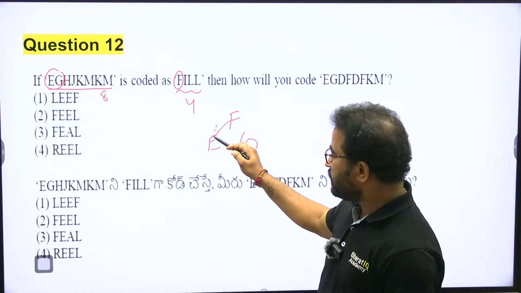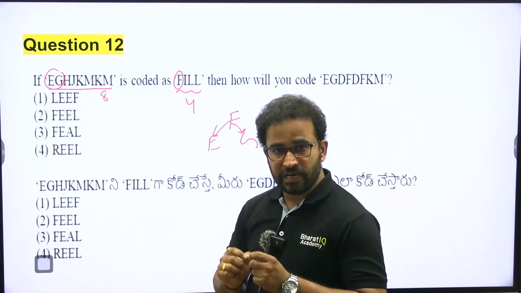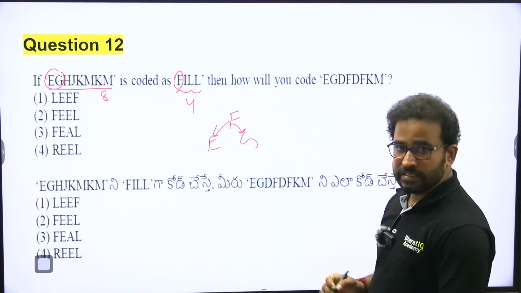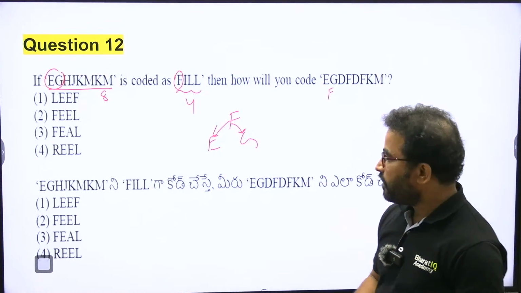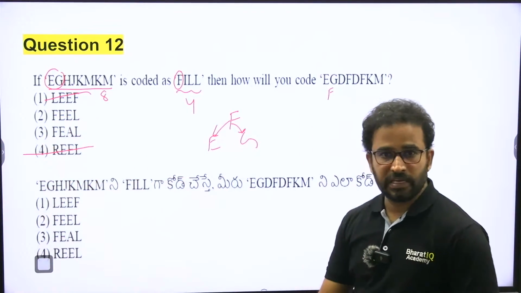F before is E, F after is G here. They are writing each and every alphabet before and after. Look at this one: E and G. In between E and G, which alphabet exists? F. How many options start with F here? Only 2 options start with F.